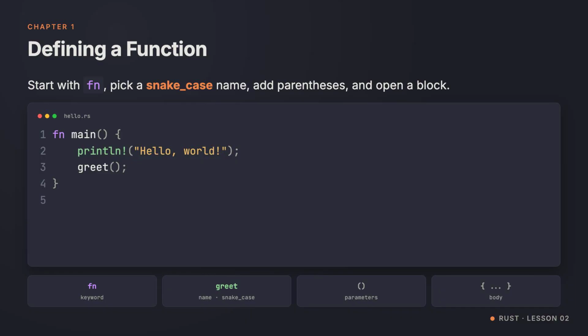of parentheses, and a block of code inside curly braces. The name should use snake case, all lowercase, with underscores separating words. Every Rust program begins in a special function called main, which the compiler runs when your program starts. The order in which you define functions doesn't matter. Rust sees all of them.